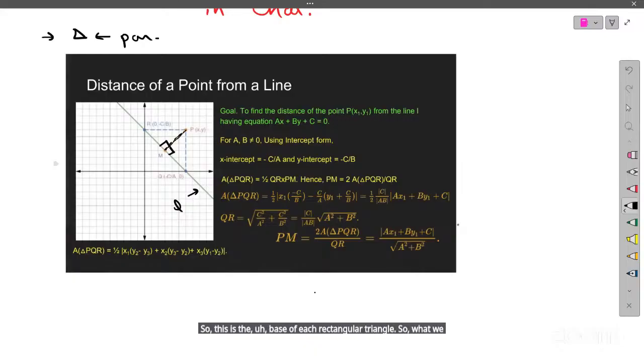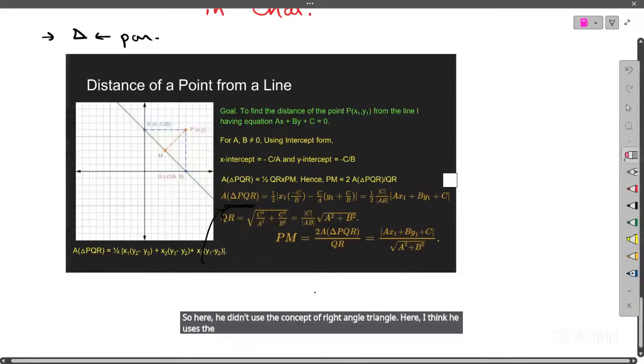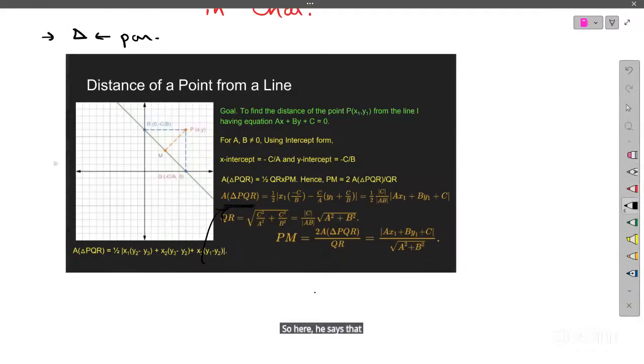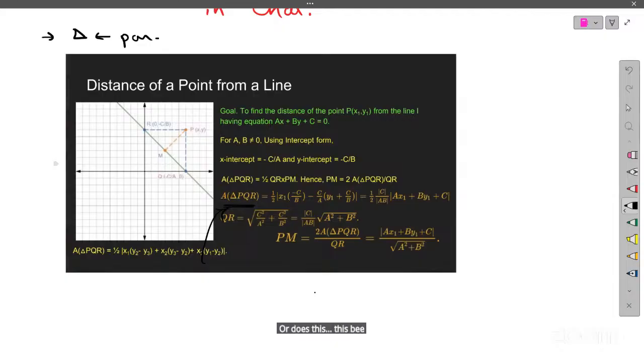So we can have the coordinate of point P as x comma y and use the line. For that, I guess he used the formula of area. Here he uses the concept of right angle triangle, and I think he uses the formula of area. So area is equal to 1 by 2 of x1 minus c by b, and so on. The general formula is there below the graph.